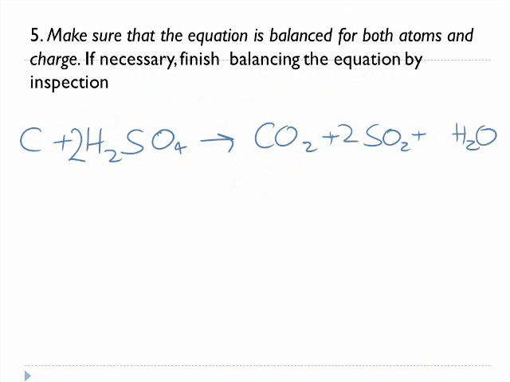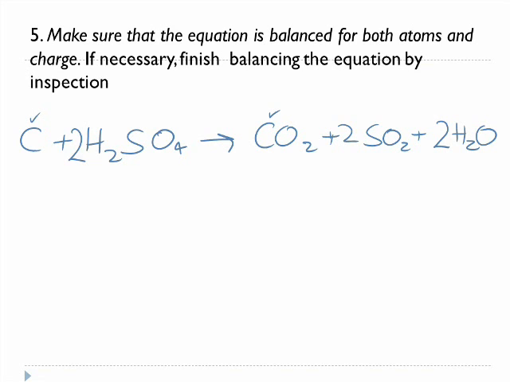Now there's a last step. Make sure that the equation is balanced for both atoms and charge. If necessary, finish balancing by inspection. So the charges are all okay. The atoms, let's see, carbon is good. 1 on this side, 1 on that side. Hydrogen, there's 4 here. There's only 2 here. So we're going to have to add a 2 here. Let's see and hope everything works out. Otherwise, it's going to be a heck of a bear of a problem to solve.